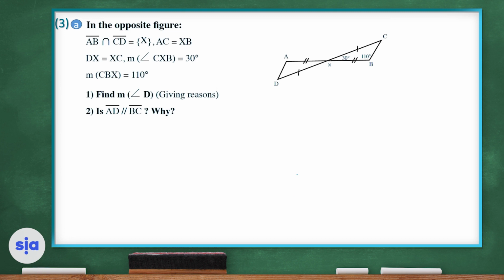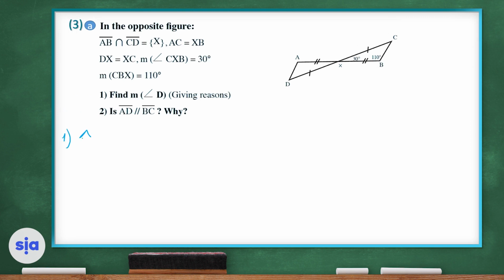Question 3a: in the opposite figure, if AB intersects CD at point X, and AX is equal to XB, where DX is equal to XC, and the measure of angle CXB is 30 degrees. Also given that the measure of angle CBX is 110 degrees. First, how can we find the measure of angle D by giving reasons? Second, are AD and BC parallel lines or not, and why? Let's do the first part.